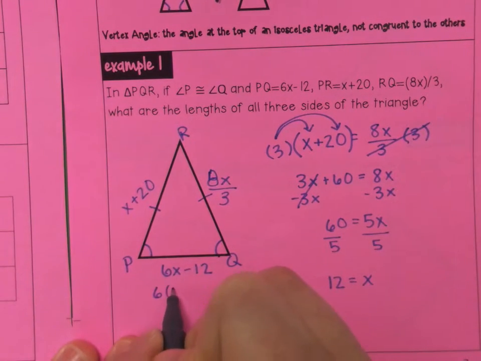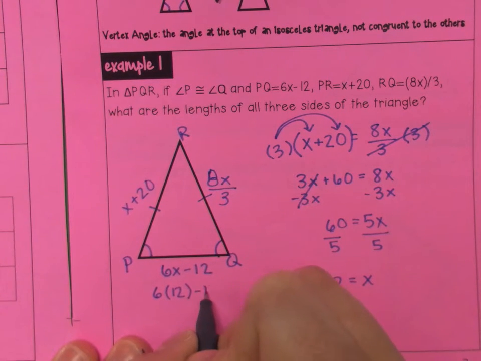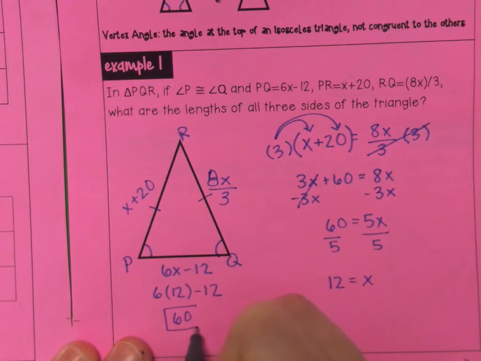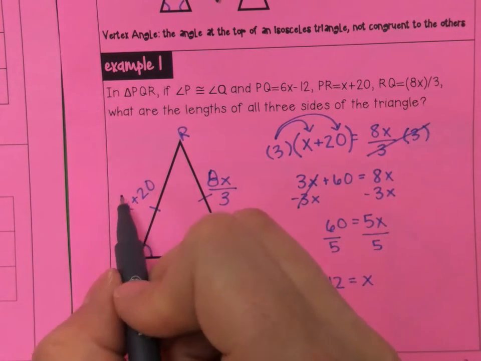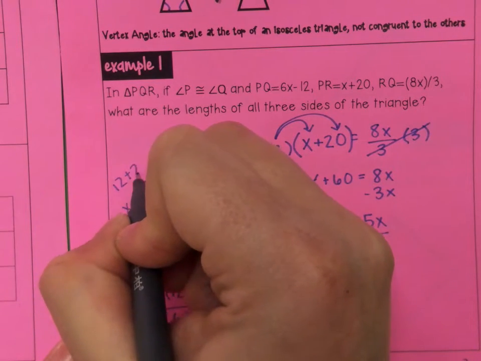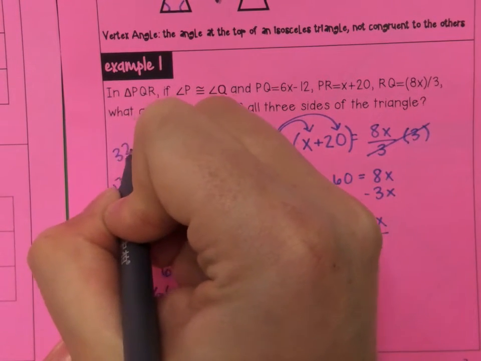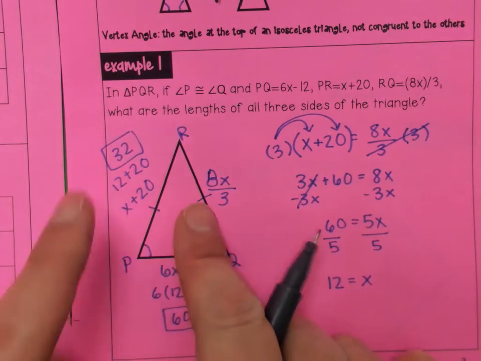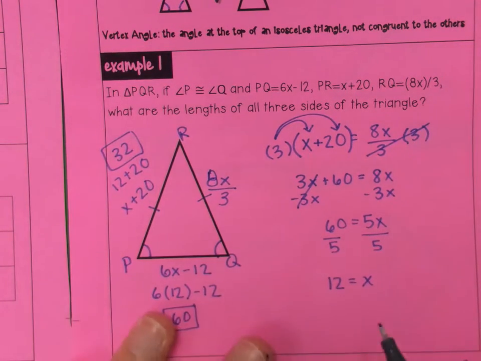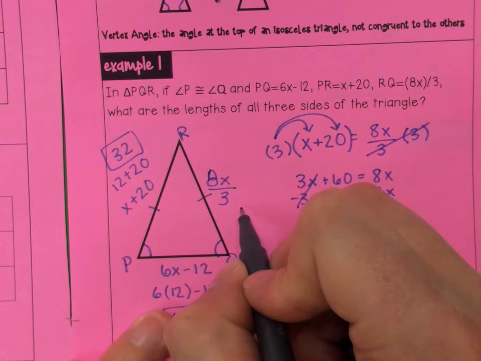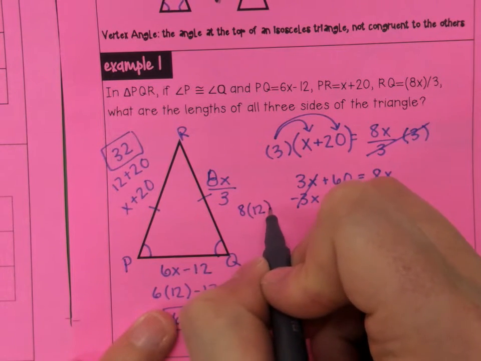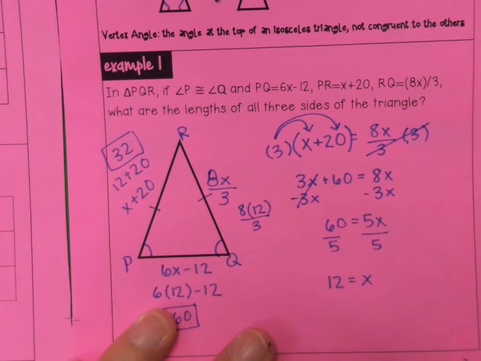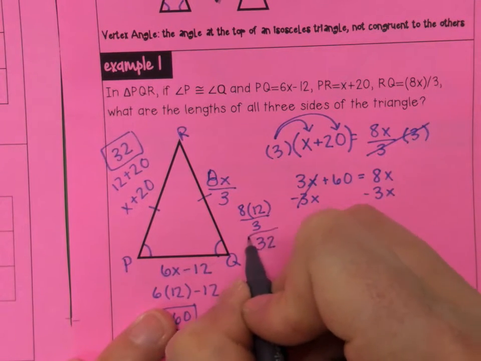So we have 6 times 12 minus 12. That's going to give us 60. We have 12 plus 20, which is going to give us 32. And then even though we know it's an isosceles triangle and these are the same, we want to go ahead and plug it in and double check because that'll make sure we got our x right. So if we do 8 times 12 divided by 3, that does in fact give us 32.